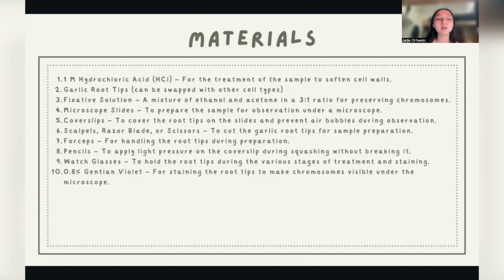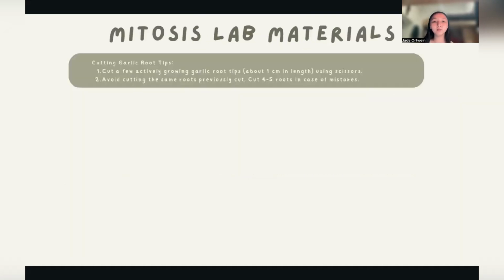And finally, we have our stain, which is 8.8% Gentian violet. Excuse me. And then we have the mitosis lab material steps. First is cutting the root tips.